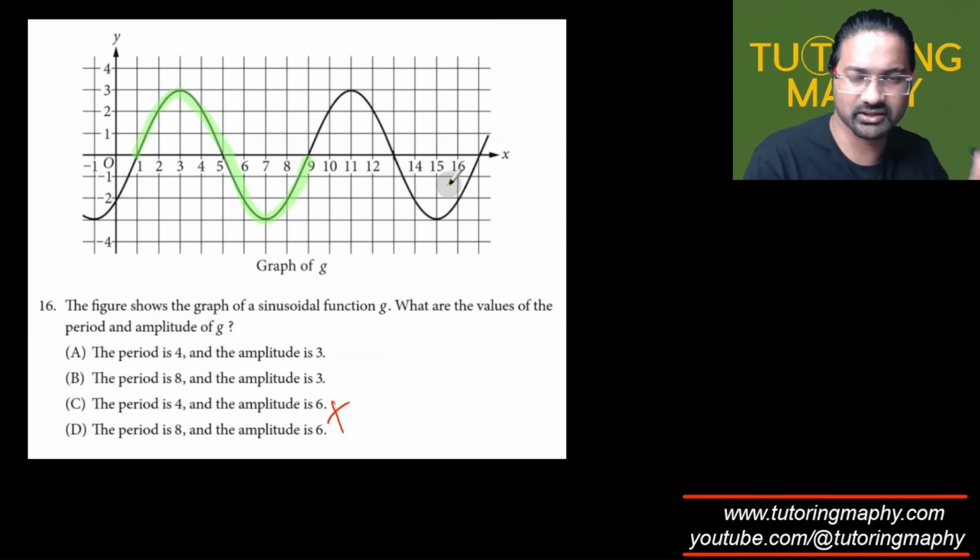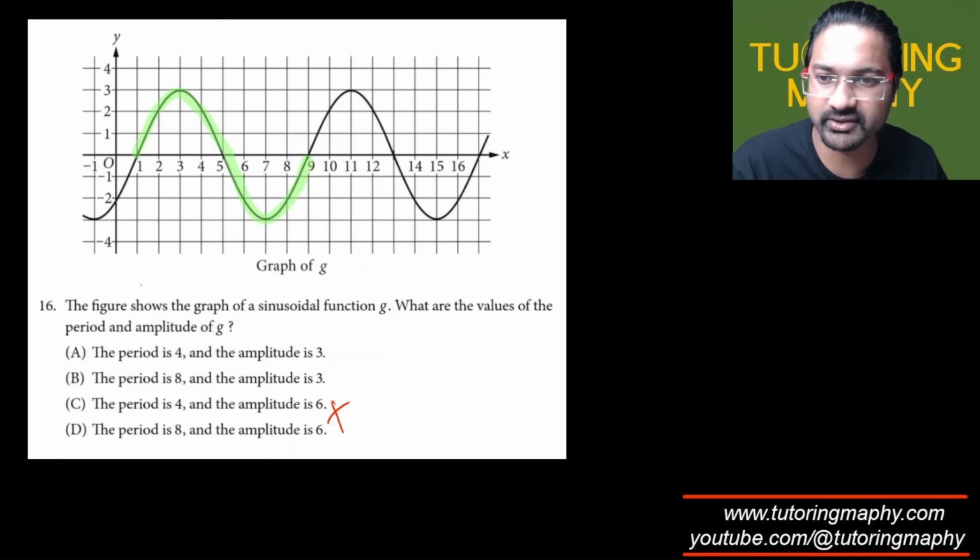So what is the value of x here? You can clearly see that it starts from 1 and it ends at 9. So it's 9 minus 1, which is 8 units, is the time period.